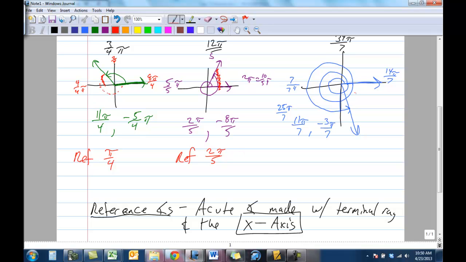All right, and then our last one here, it was 14 pi all the way around 7. So we went 14, 28, 35, and 39. Remember, here's our reference. We went 4 pi sevenths this way. It's a total of 7 all the way around. So what would be left for this? Our reference would be 3 pi sevenths. We'll practice more of that during class.